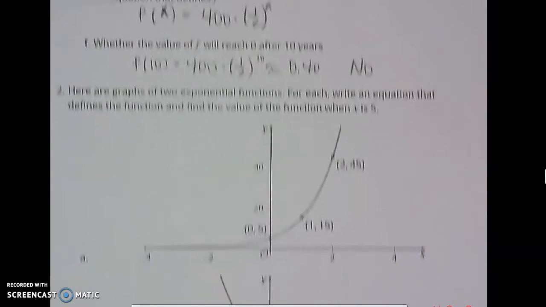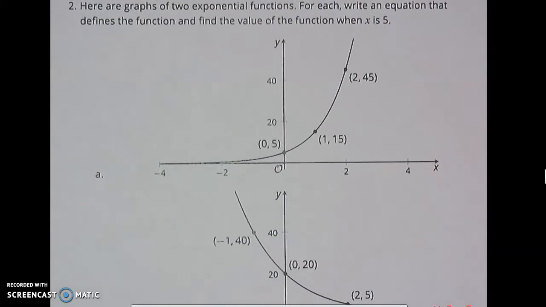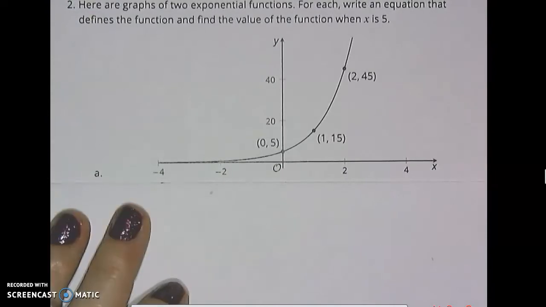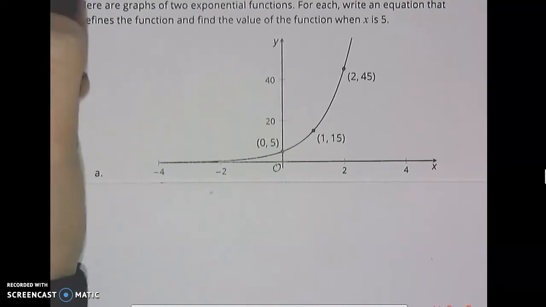All right, we got one more to look at here. Here are two graphs of two exponential functions, and for each, we want to write an equation that defines the function and find the value of the function when x equals 5. So we're going to do each of these individually. So I'm actually going to cover up this other one so that we can work on figuring out what we got going on here. Okay, so first we have to write a function.